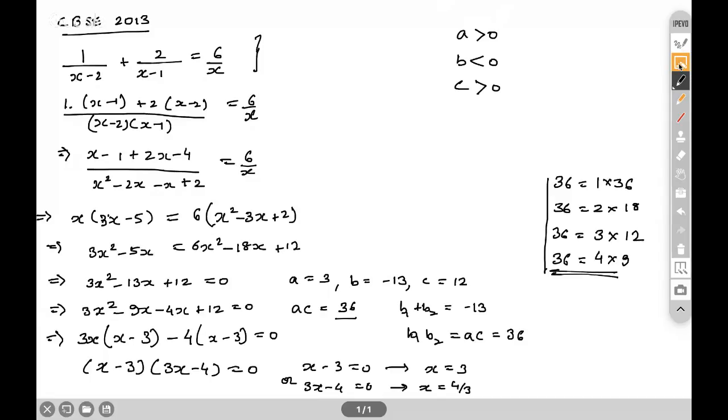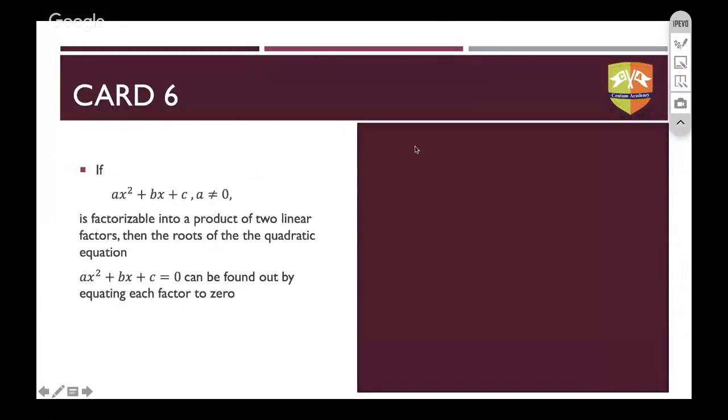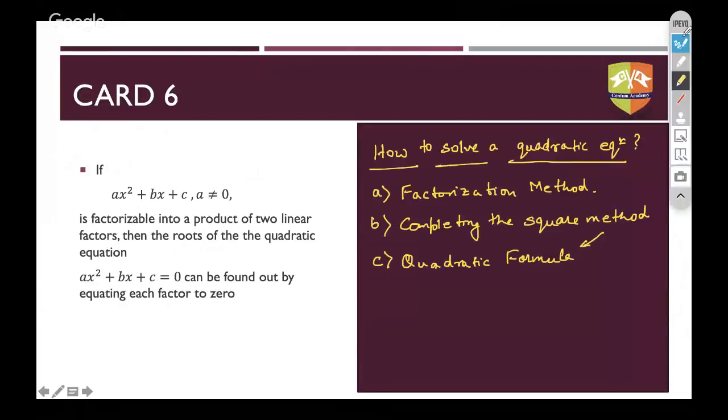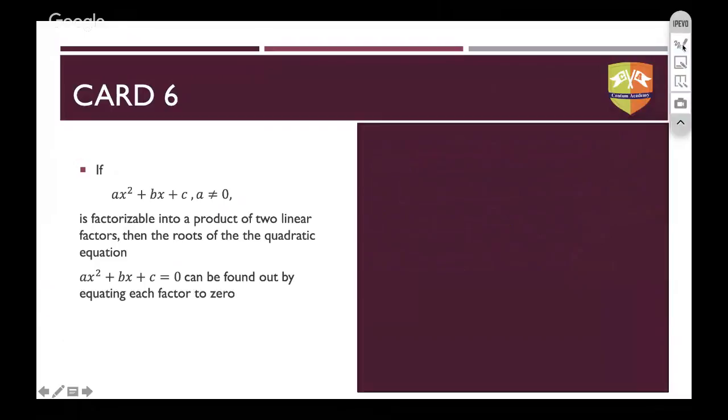Now, having seen this, let's go back to our slides. So we now learned what our factorization method was. So this is done. We will see the completing the square method and the quadratic formula in a little while. Now, let's go back to the next slide.